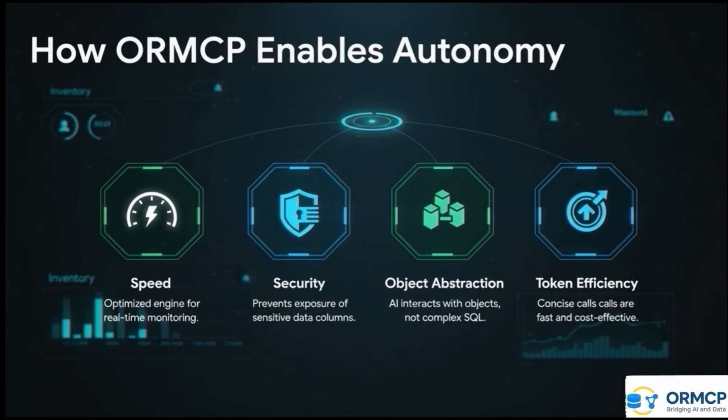The AI never got the keys to the whole kingdom. It only saw the specific safe data objects it was given permission for. Third, object abstraction. This is huge. The AI was thinking about products and orders, not tangled up in complex SQL. And finally, token efficiency. Those simple, direct calls are way more concise than writing out a long-winded question, which makes the whole thing faster and a lot cheaper to run.